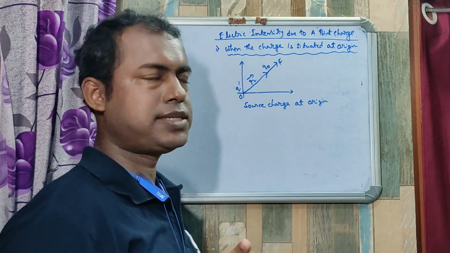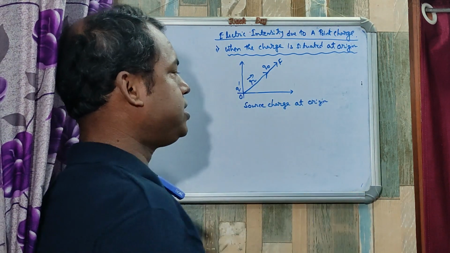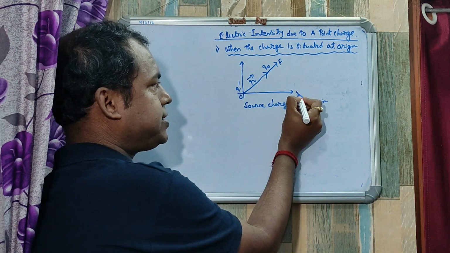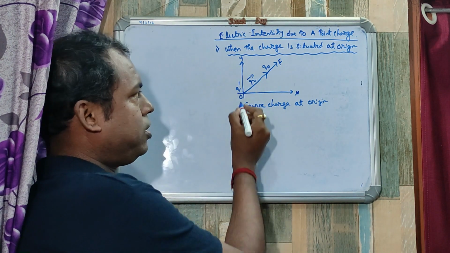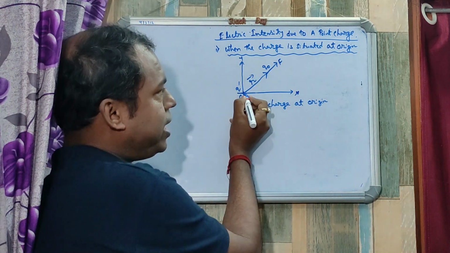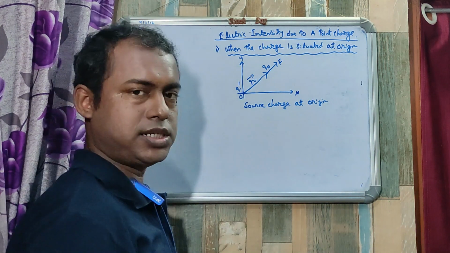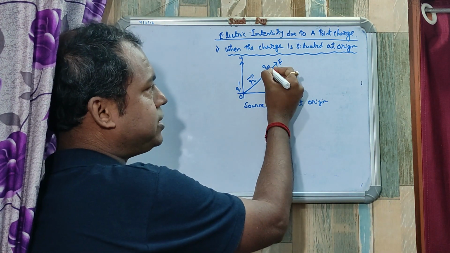Two cases are present. First one, when the charge is situated at the origin. Consider again, this is the x-axis, this one the y-axis, a 3-dimensional platform. So first, this is the source charge, q dash. q dash is placed at the origin of the coordinate system. Another test charge is placed at q0.